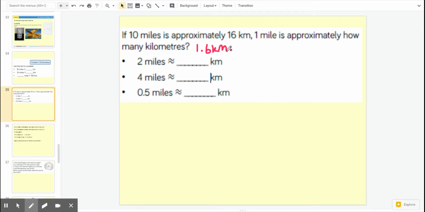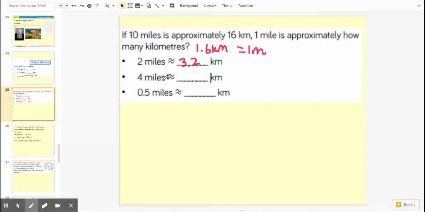So if 1.6 is 1 mile, I'm going to put equals 1 mile there. We can then use this to help us find out what 2 miles is. So 1.6 add 1.6 is, you have a go, remember to keep pausing. That's right, it's 3.2 kilometres.